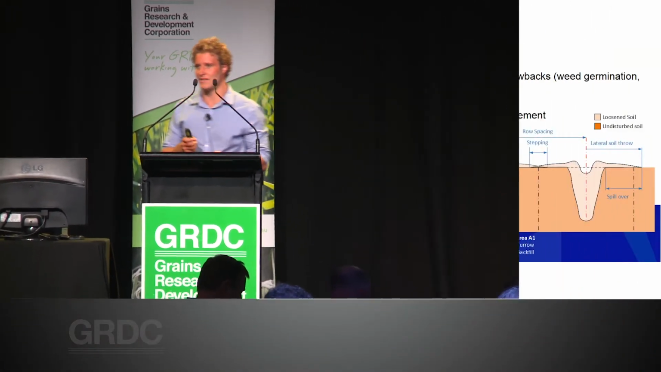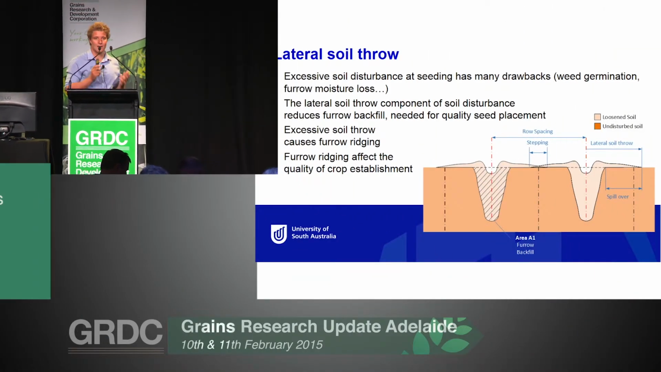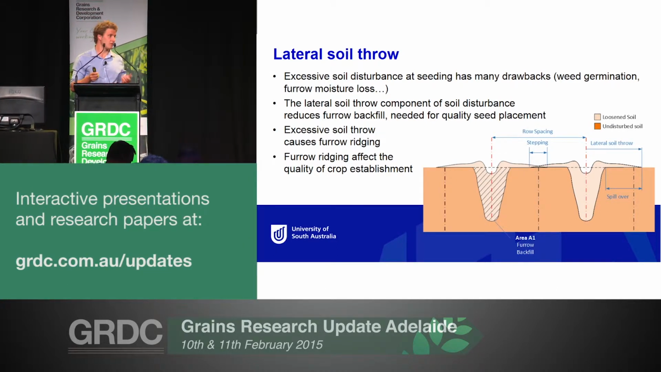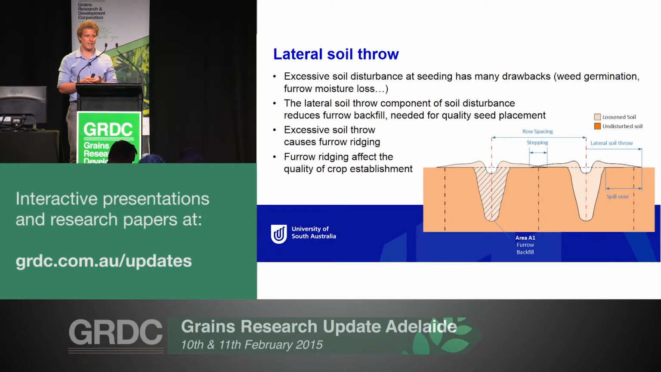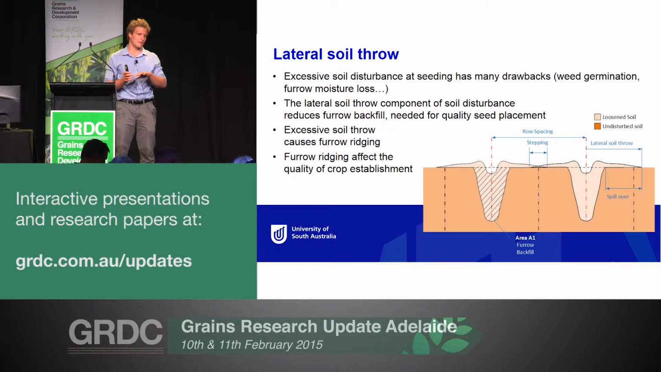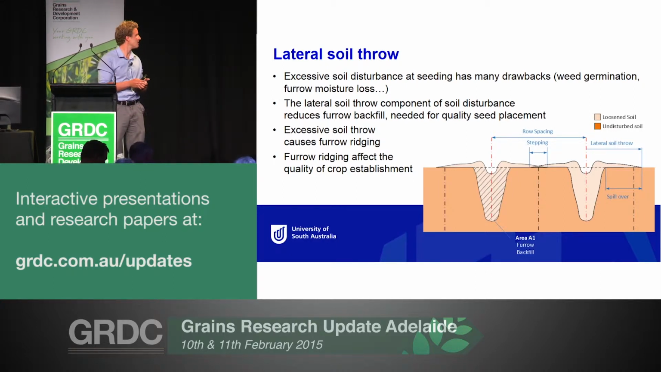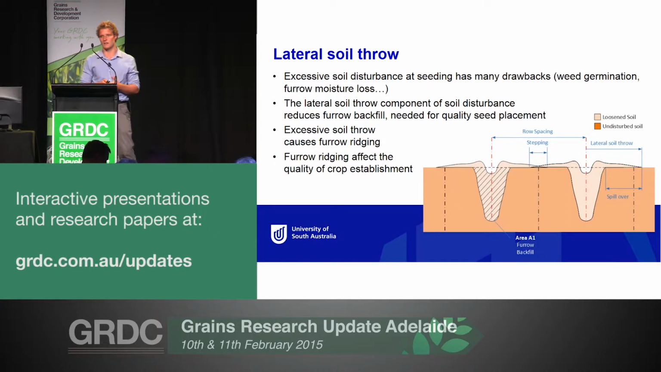Okay, so soil disturbance is an important consideration at seeding time, particularly with tine systems, which are known for higher disturbance relative to discs. Soil disturbance can affect soil moisture loss and weed seed stimulation at seeding. Lateral soil throw is a particularly important parameter of soil disturbance, and it can reduce the amount of furrow backfill as well as cause interactions with the adjacent seed rows. These interactions can throw soil onto the adjacent furrow, increasing seeding depth and compromising seeding depth accuracy. It can also throw herbicide onto the adjacent row, compromising crop safety.